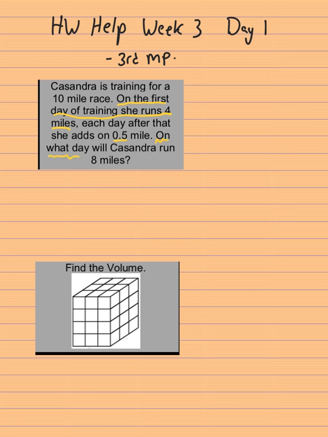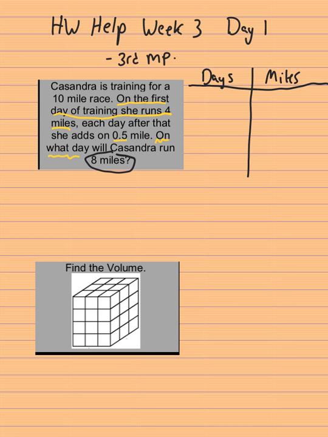So what I'm going to do is set up a table here. I'm just going to make a nice T-chart for my table. On the left column, I'm going to have days. And on the right column, I'm going to have miles. And remember, our goal is when we get to 8 miles.